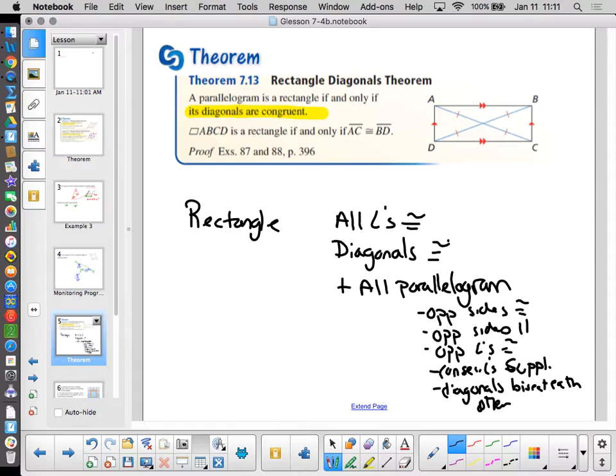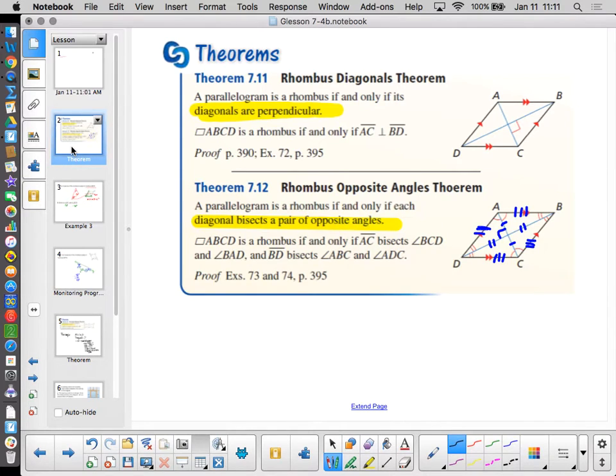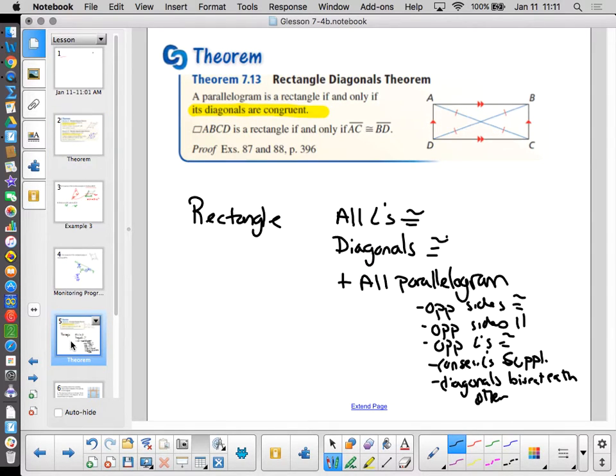So it might be useful to do that for rectangles. I'll do that for rhombuses as well. Go back and list all the properties that are special to rhombuses, so you can have kind of a list of those to refer to.